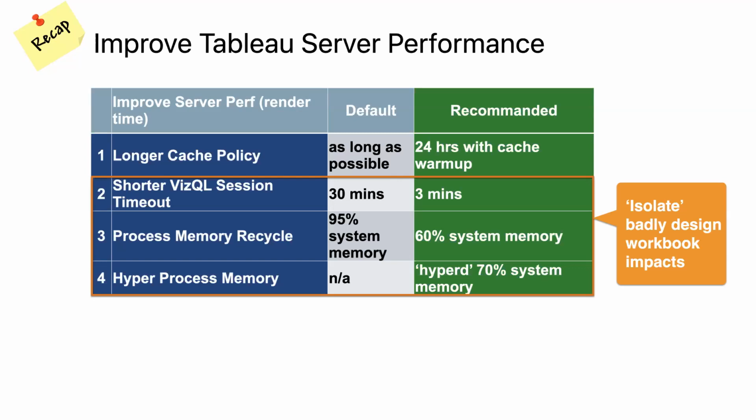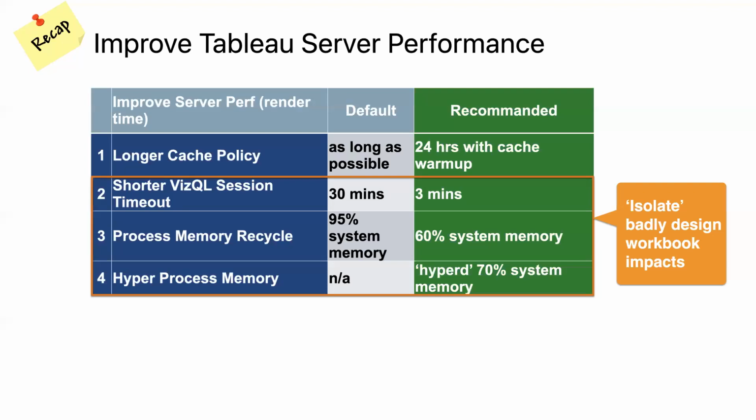Number 2 is very straightforward. Make the viz query session timeout very short, 2 to 3 minutes, and time them out. Number 3, reduce the memory recycle to 60% of the system memory, basically recycling them more often before damage is made. Number 4 is similar, but for Hyper: recycle the Hyper memory or let Hyper restart by itself before damage is made. Normally you have at least two Hyper nodes, right? You recycle one, you still have another one serving the users.